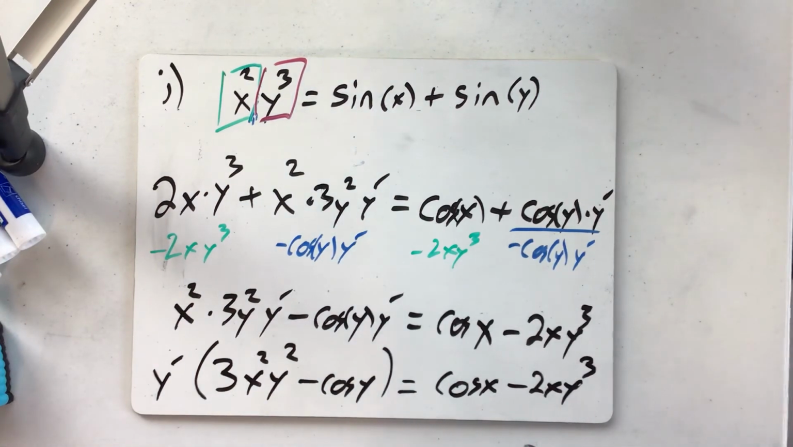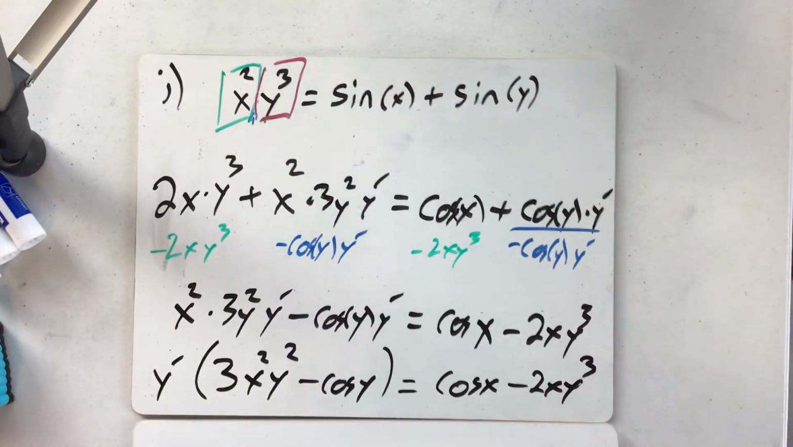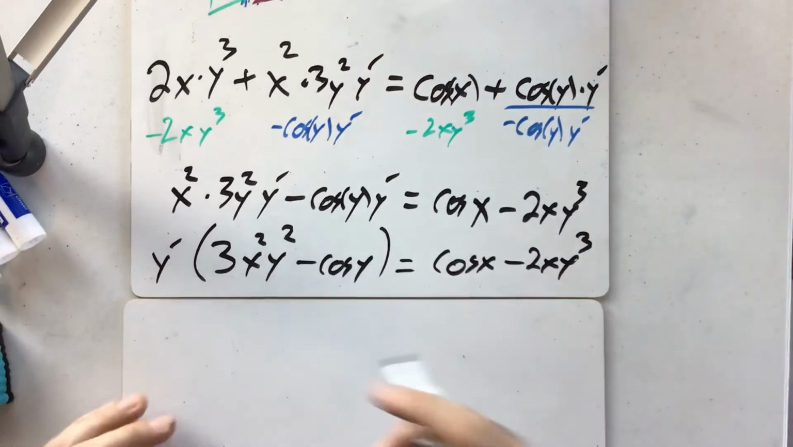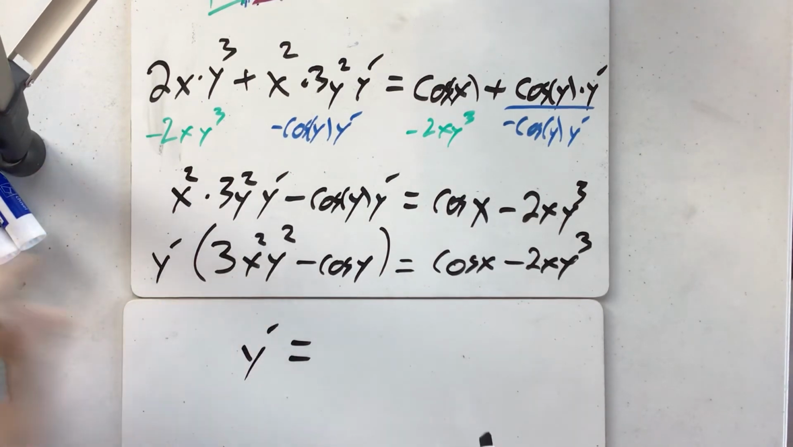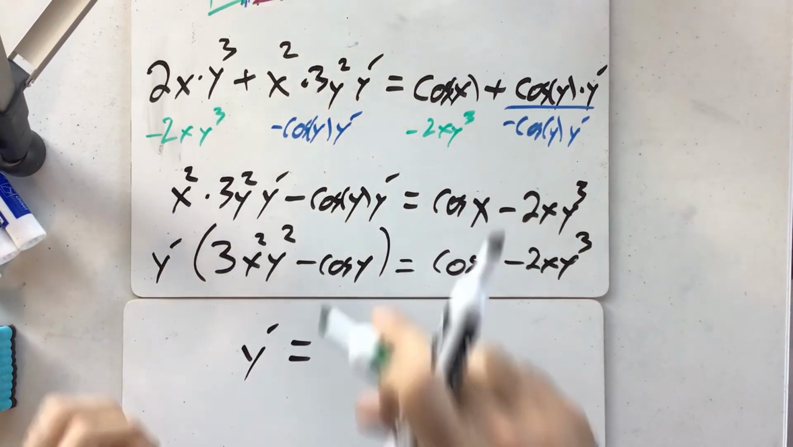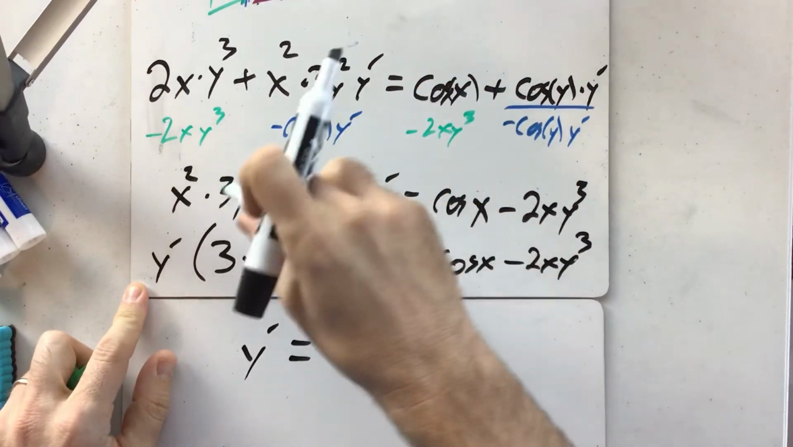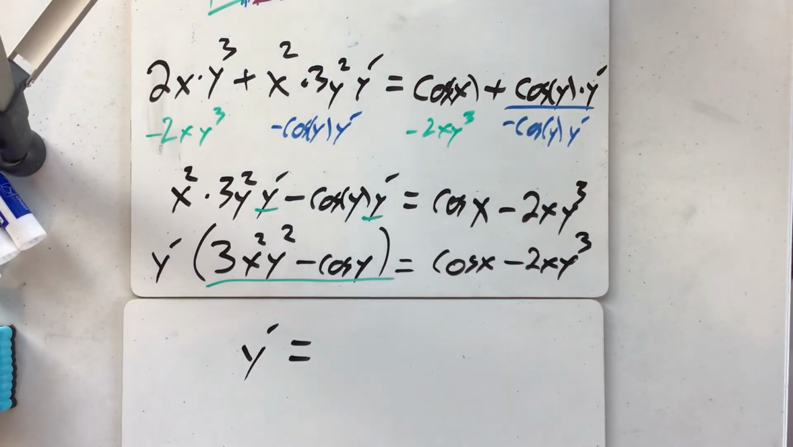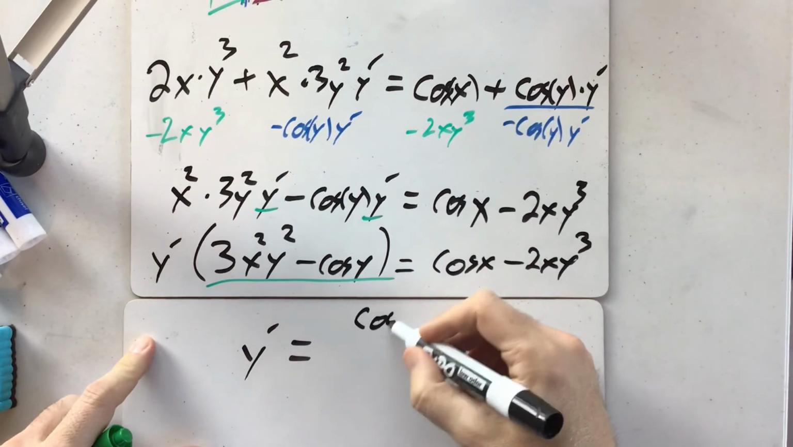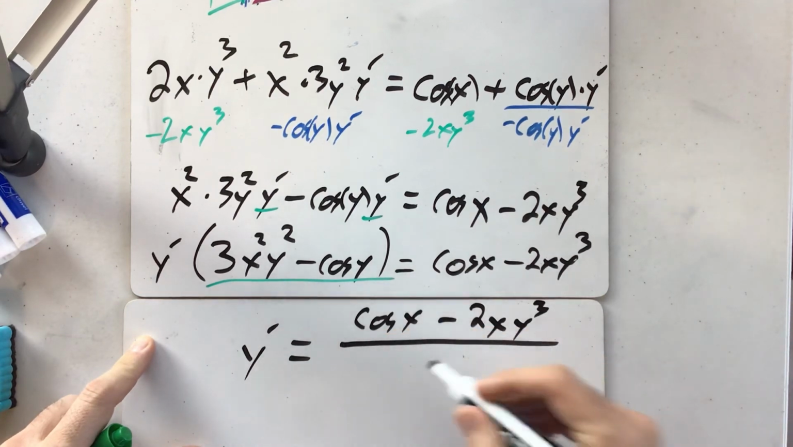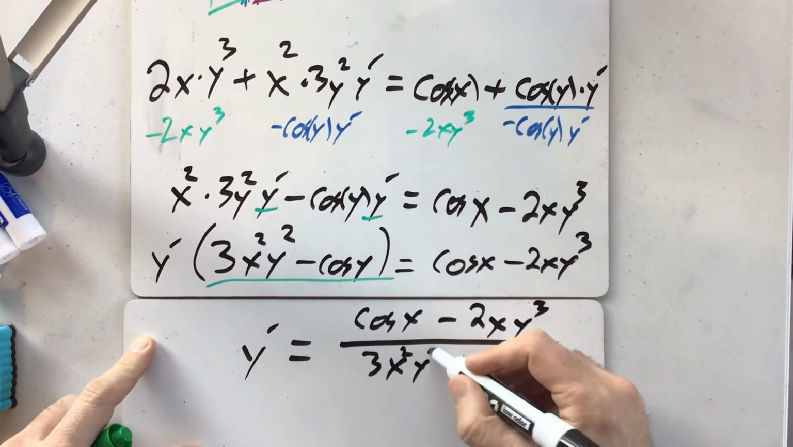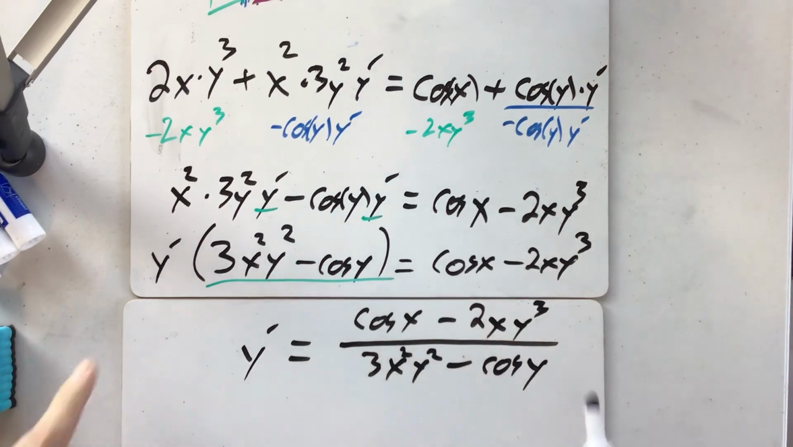Now I'm ready for the very last step. Oh, I'm dropping stuff. Again, this is not always going to be professional. Okay, so now I'm ready for division, and so I just divide by this part with the y prime. So I took my y primes and factored them out, and now I divide by the part that doesn't have the y prime, and I've got cosine x minus 2x y cubed, all divided by 3x squared y squared minus cosine y. And there's our final answer, and we're all done.